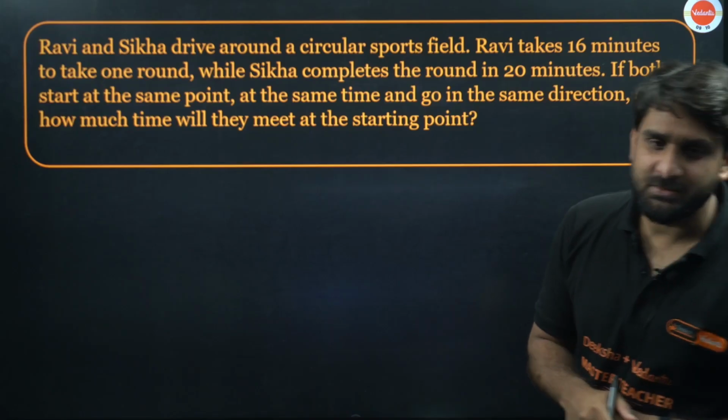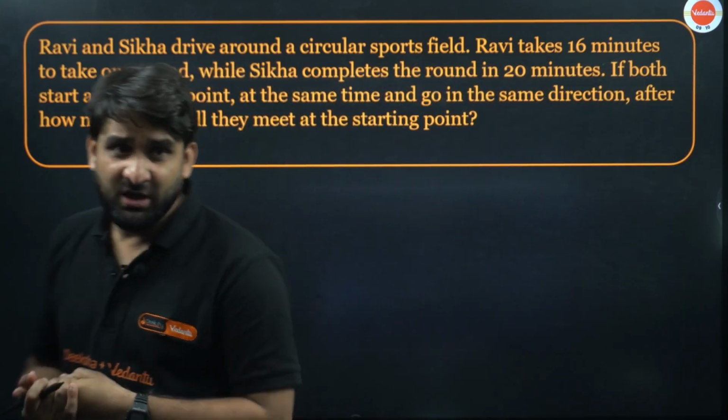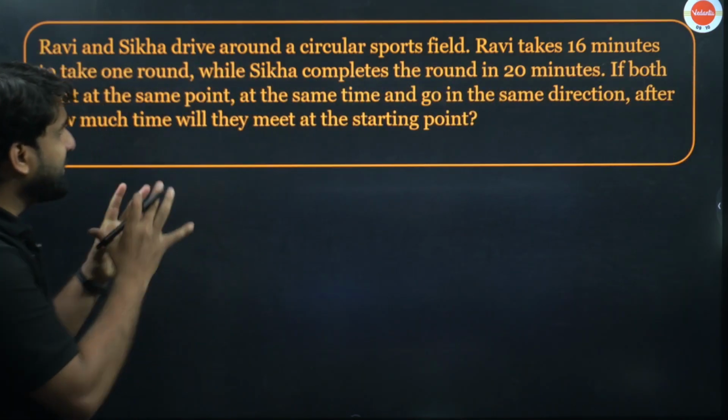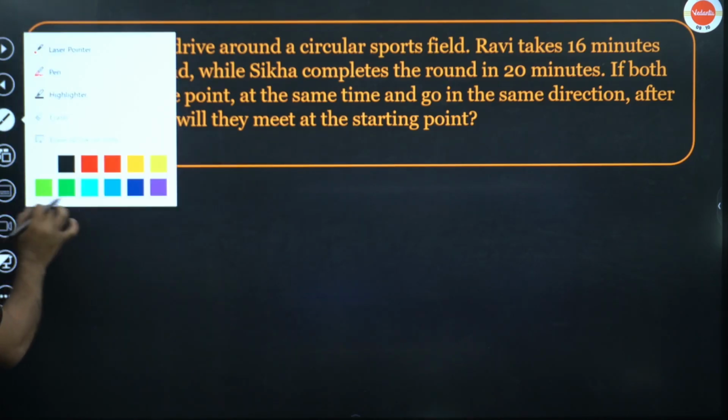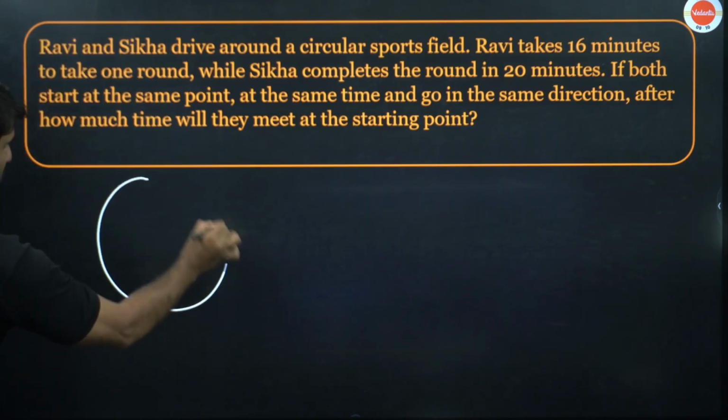Look at the first question. Ravi and Shikha drive around a circular sports field. There is a circular field. So this is the circular field.